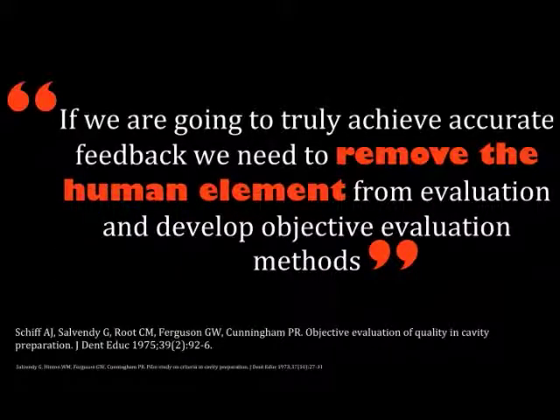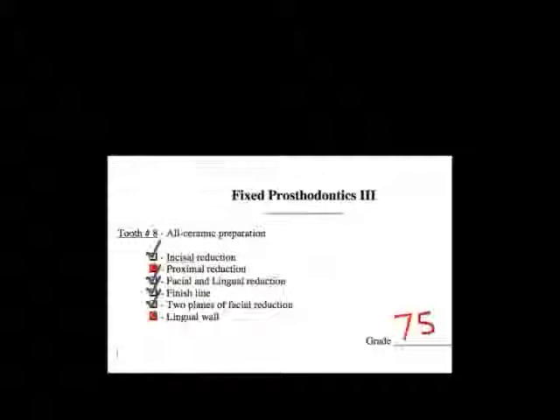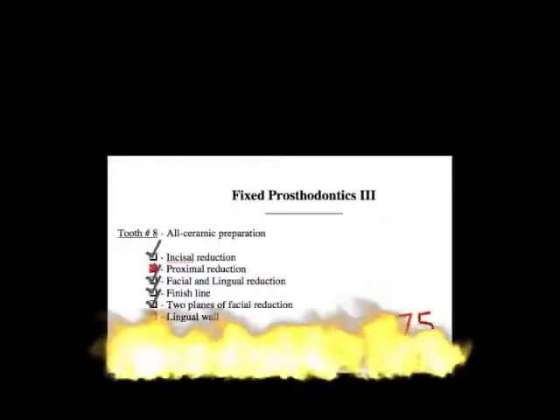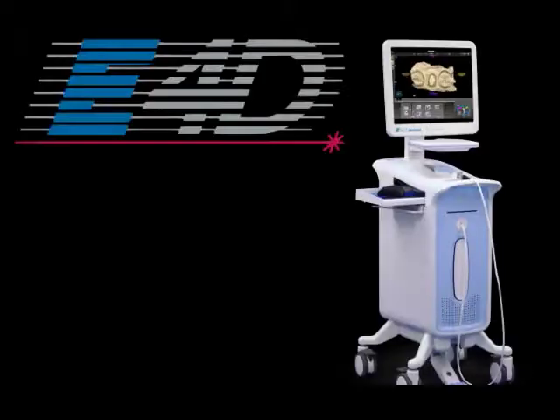So the take-home message among all this literature is, if we are going to truly achieve accurate feedback, we need to remove the human element from the evaluation process and develop objective evaluation methods. And this is where it's going to be incredible. We're going to get rid of the old grade sheet. We're just going to get rid of them. They don't provide accurate assessment, and we know that students aren't responding to them.